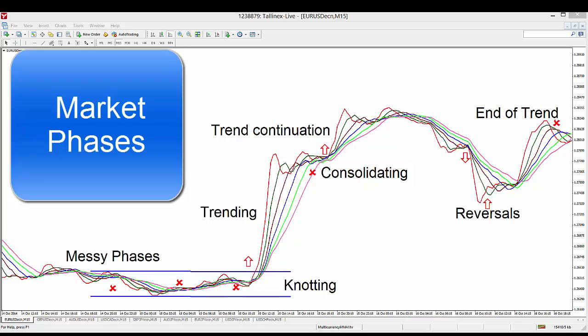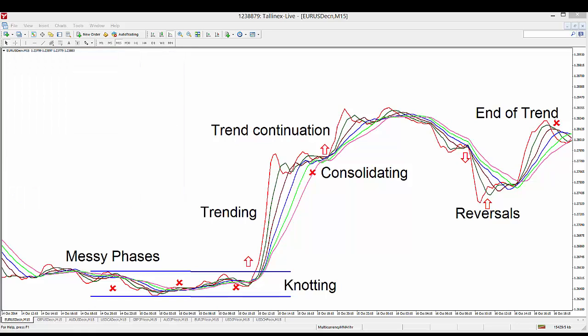In this lesson, we're going to look at using multiple moving averages to determine market phases. This is where the multiple moving averages are so good, in that it makes it so easy for you to see the market phases. On the screen, we have a number of market phases marked out, and I'll go through them one by one. Messy phases are when the price just ranges sideways in a random way. The worst type of market to try and trade, but again, the multiple moving averages show you the sideways market.